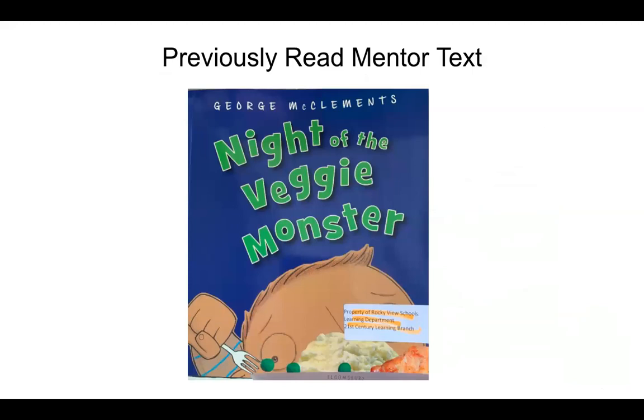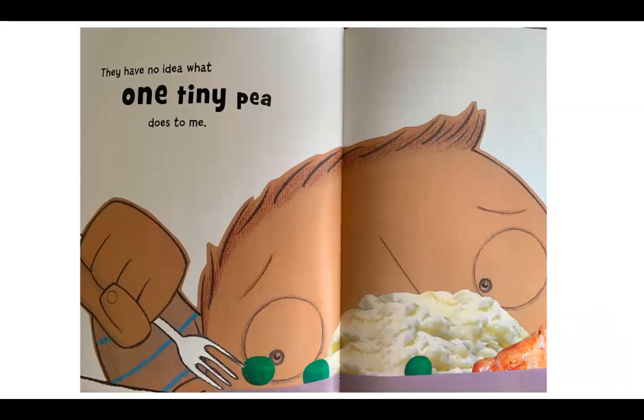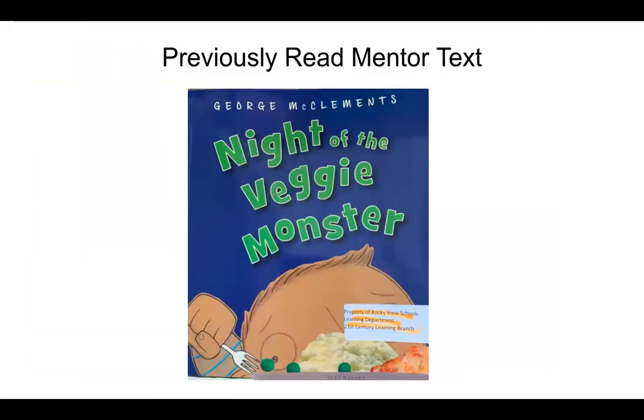Veggie Monster. Now the big idea with this book is that it's about a child who every Tuesday night dreads dinner time because he has to eat peas. And he goes into great detail about how his parents have no idea how the peas make him feel and how he's just pretty much repulsed by these peas. And there's also commentary between the parents. So things like, I squirm in my seat, but you know, the power of the P is too strong, right? And just as a little bit of background, because I'm going to be referring to this book, I'm going to be referring specifically to George McClements in my lesson today.